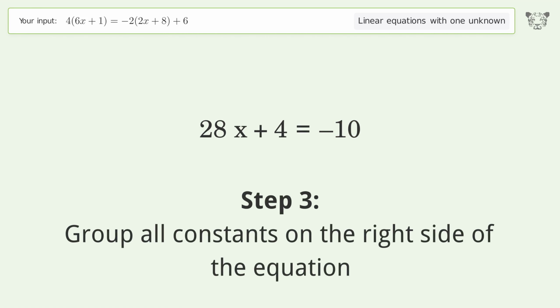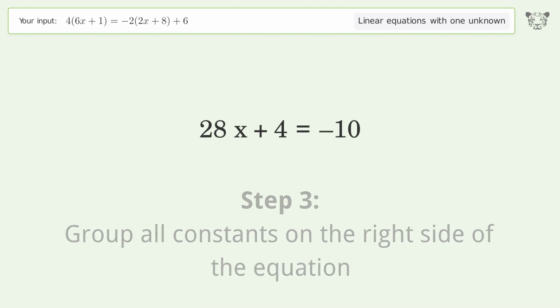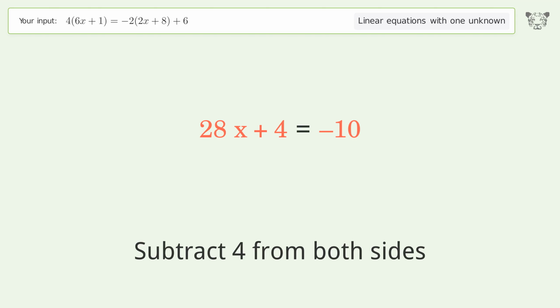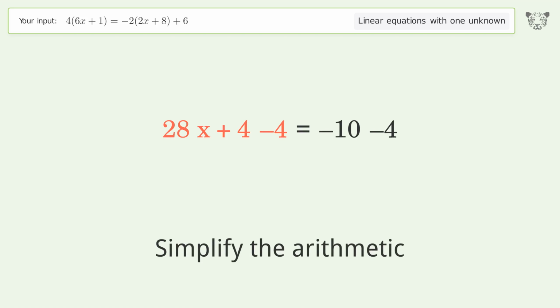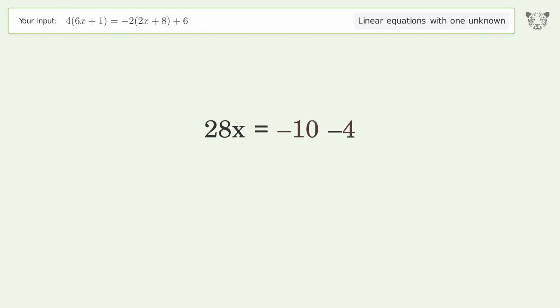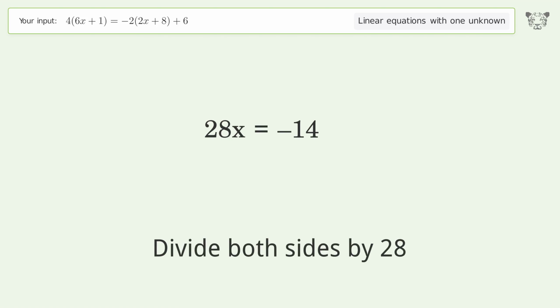Group all constants on the right side of the equation. Subtract 4 from both sides. Simplify the arithmetic. Isolate the x. Divide both sides by 28.